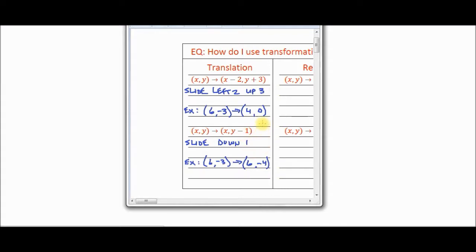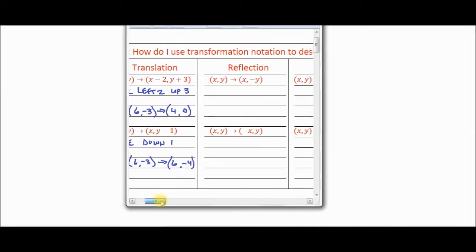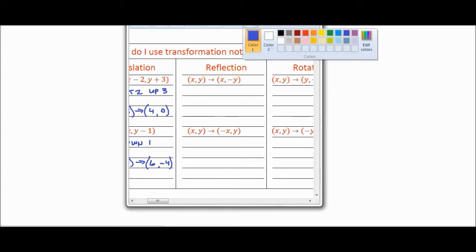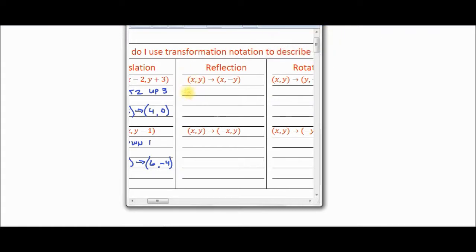So there are some examples of transformation notation when we're translating a point, or a vertex of a polygon, or a point on a coordinate plane. Let's take a look at reflection. Here's some examples of reflection. Remember, reflections are flipping. So in this case, we're going to take our original x value and y value. The x value is going to stay the same. The y value is going to change to negative.